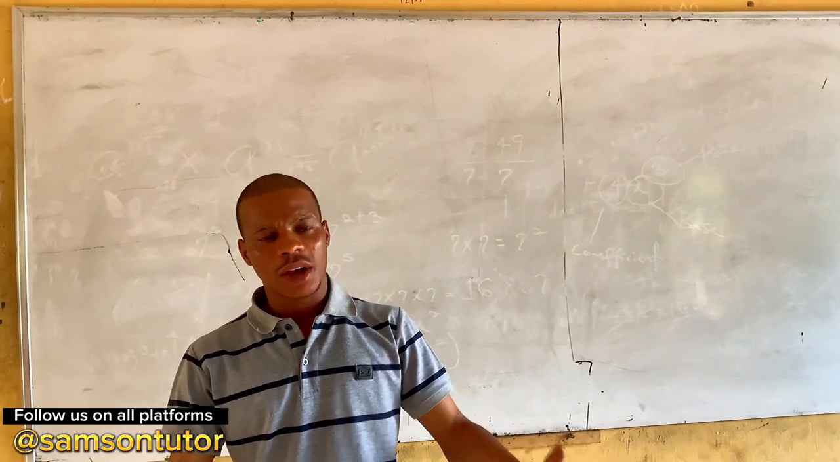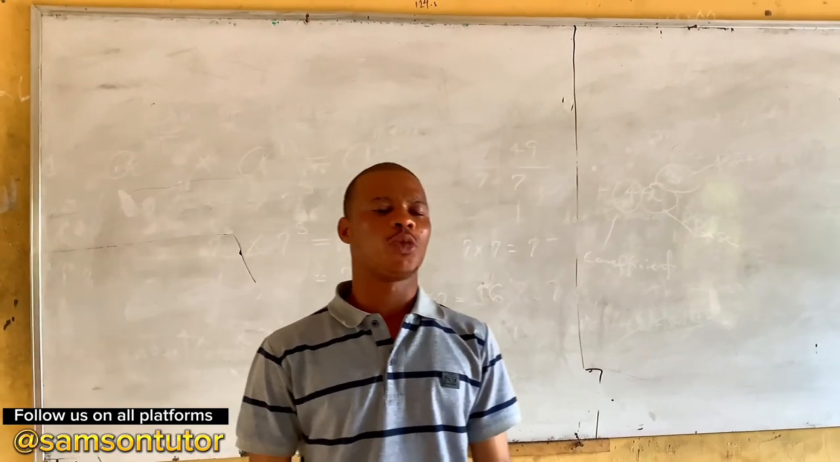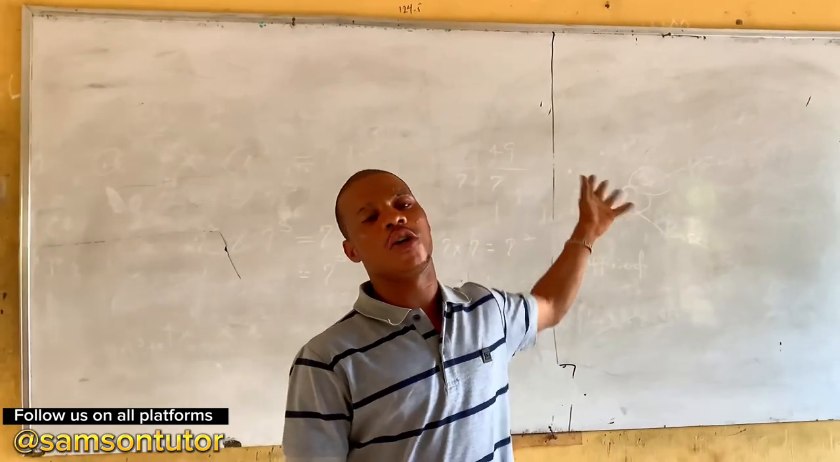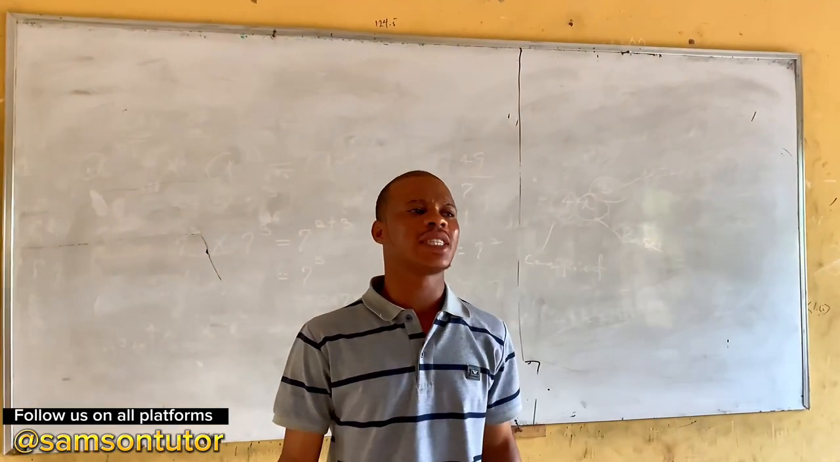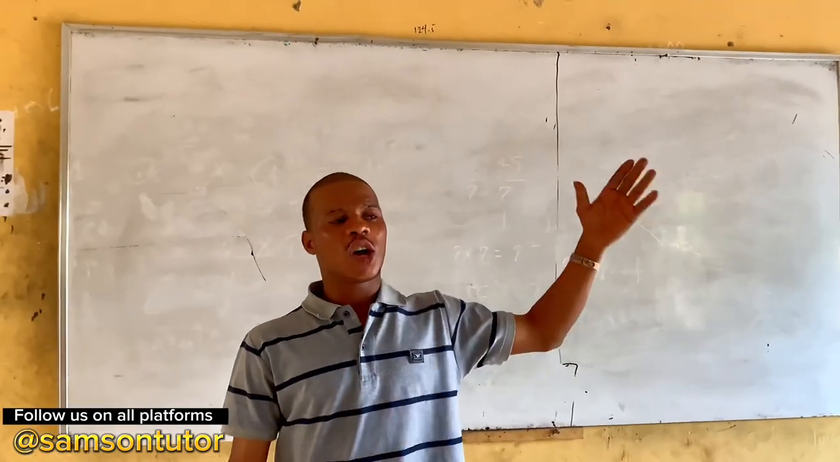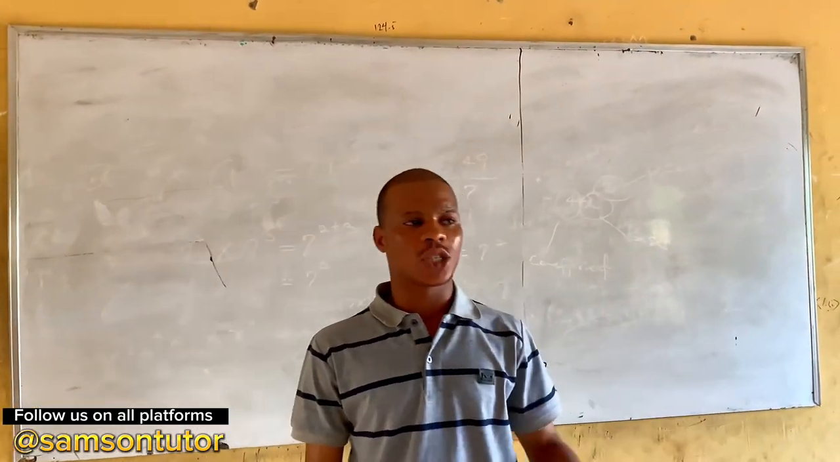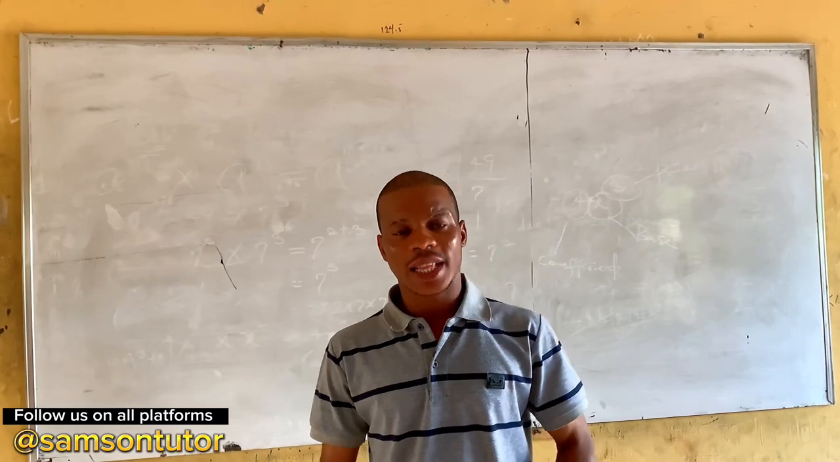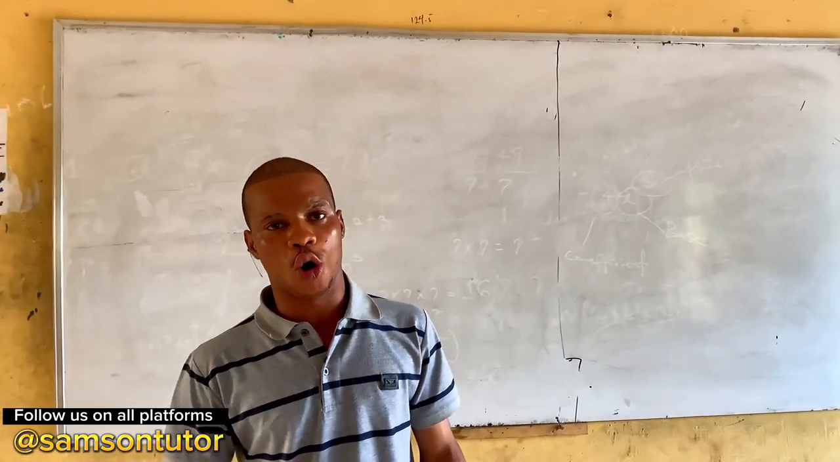In our last class, we said indices are guided by seven laws, and we looked at the first law of indices. In the first law of indices, I explained that whenever you have the same base multiplying each other, you take one of the base and you add up the power. Today we are going to look at the second law of indices.